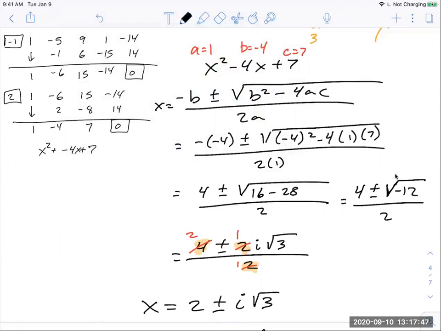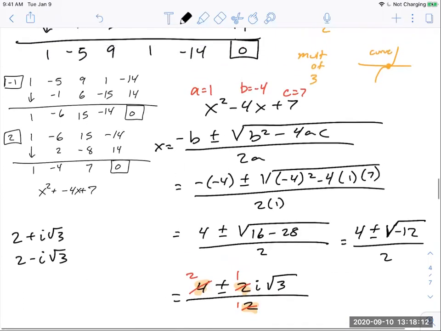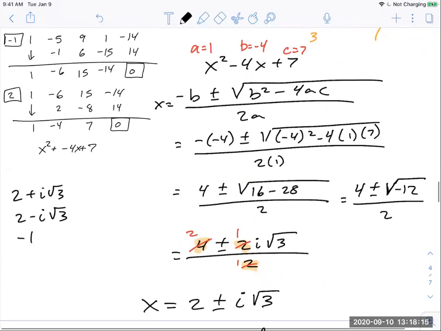How many answers should I have had? Five, right? Should have had 5. So if the question asked what are all the factors, what are the zeros, you would just write them out: 2 plus i radical 3, 2 minus i radical 3, -1, multiplicity of 2, and 2.